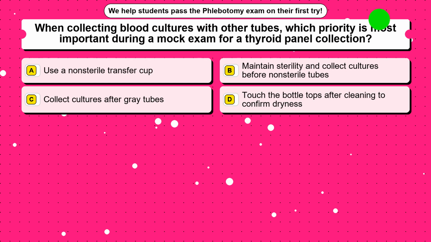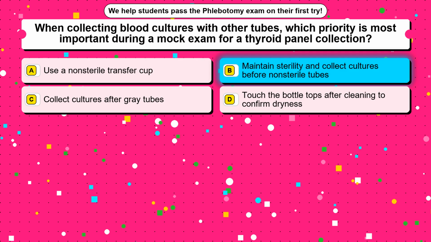Question 44. When collecting blood cultures with other tubes, which priority is most important during a mock exam for a thyroid panel collection? Option A. Use a non-sterile transfer cup. Option B. Maintain sterility and collect cultures before non-sterile tubes. Option C. Collect cultures after gray tubes. Option D. Touch the bottle tops after cleaning to confirm dryness.